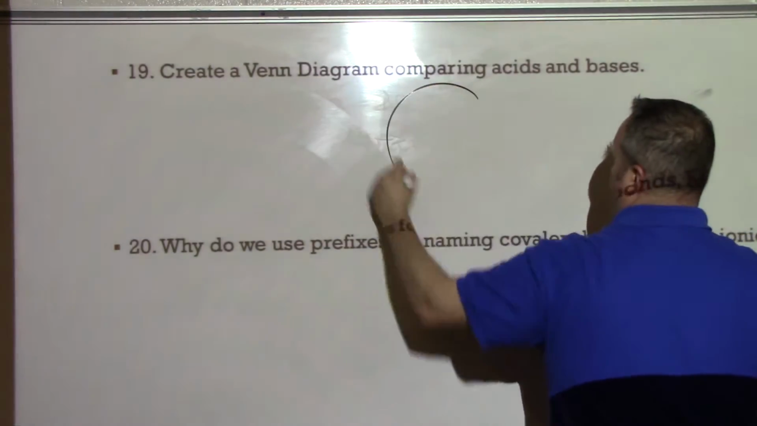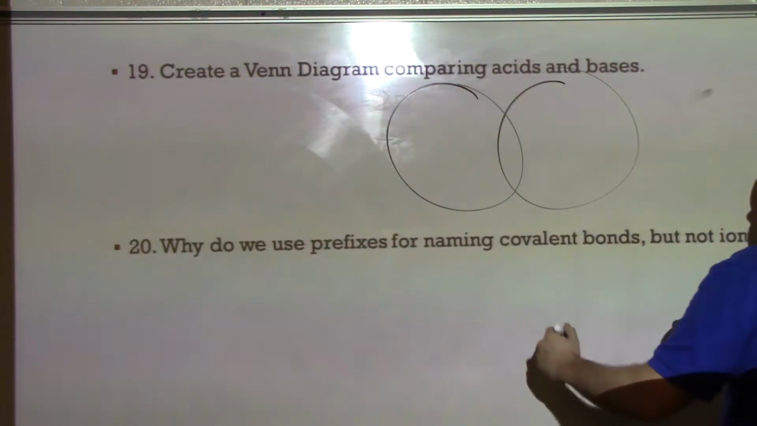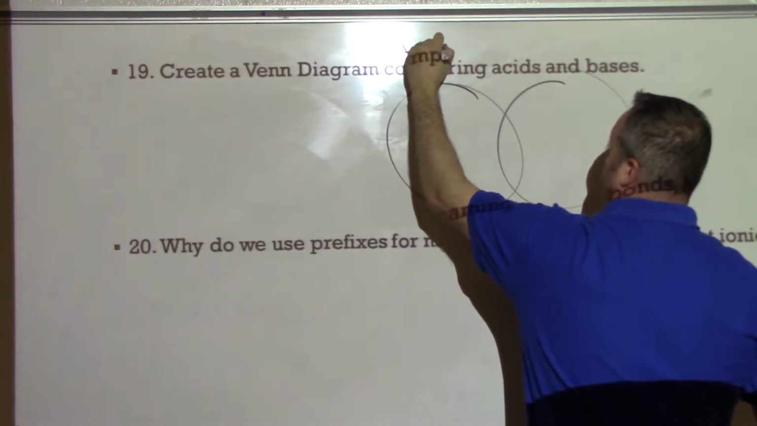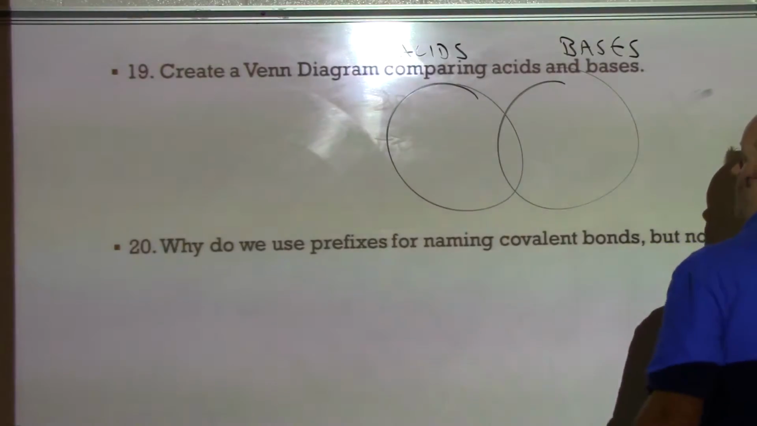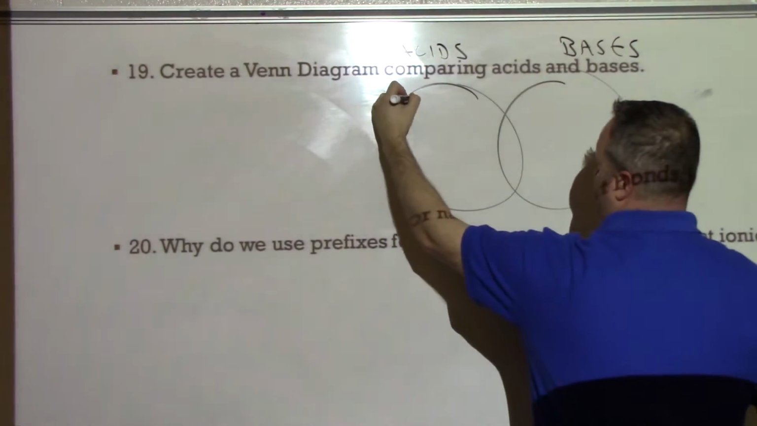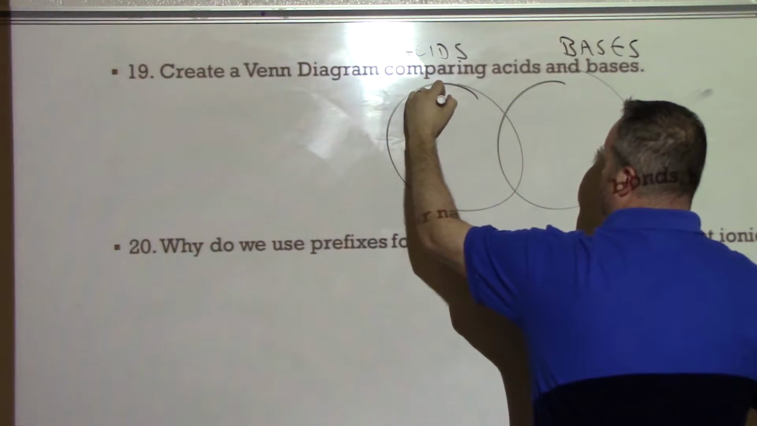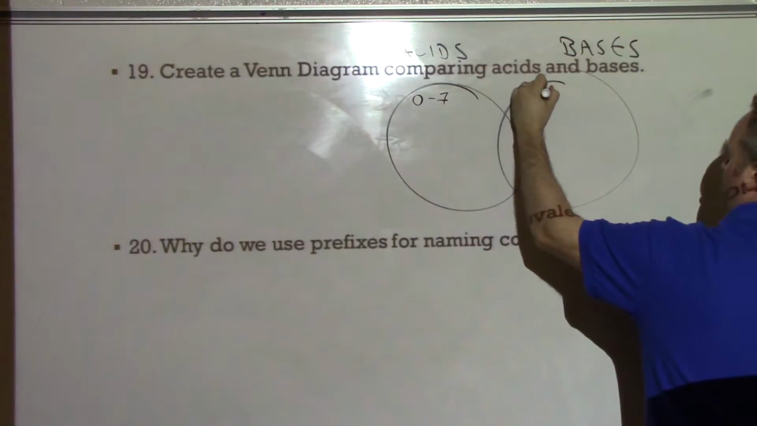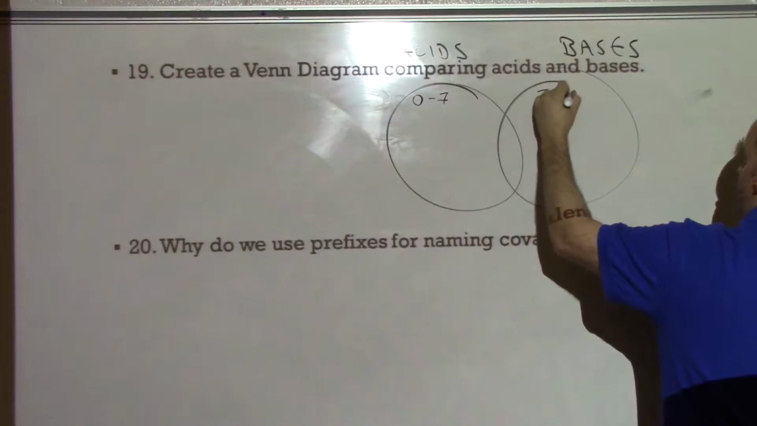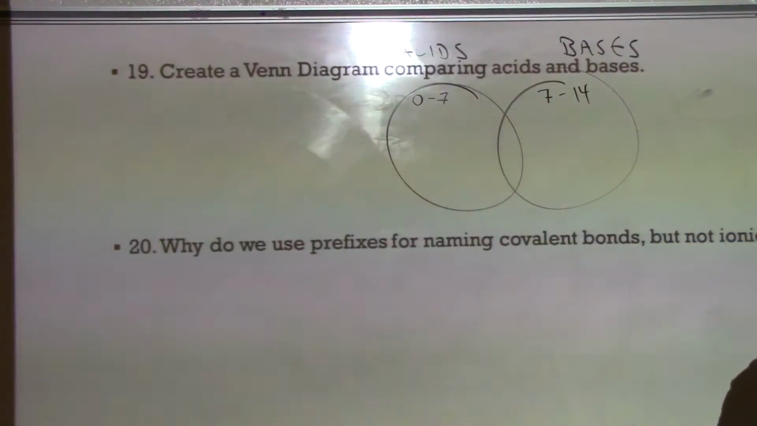So, a couple of things to say about these. I'll put acids on the left and bases on the right. So, an acid is going to have a pH from 0 to just under 7. Bases are going to have a pH from just over 7 to 14. Remember that 7 is neutral.